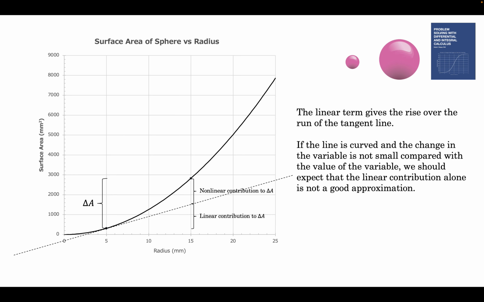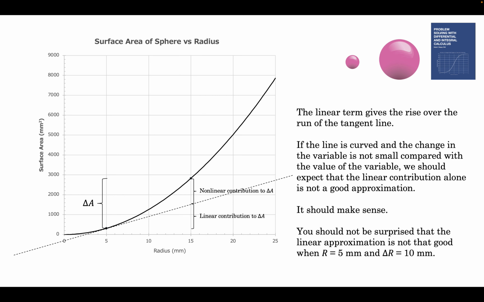So if the line is curved and the change in the variable is not small, you're getting too far away from the line. We should not expect the linear contribution alone to be a good approximation to the change. It should make sense to you. I understand it now. I see how this works. That's the goal. You shouldn't be surprised that when you start at 5 and you have a delta r of 10, you're not going to get a good answer with just the linear term.